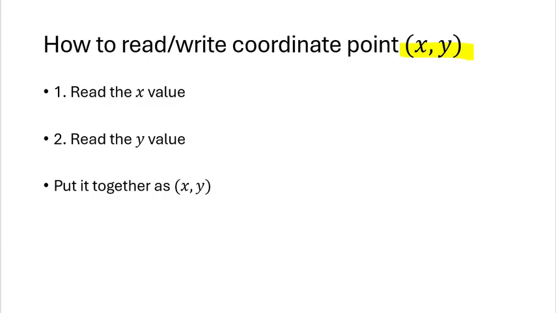Next thing is knowing how to read or write coordinate points. Just remember, coordinate points are always written in the form of bracket x, comma y, close bracket. The x value always comes first, and then the y comes second. So be careful whenever you're reading coordinate points, and then you put it together.